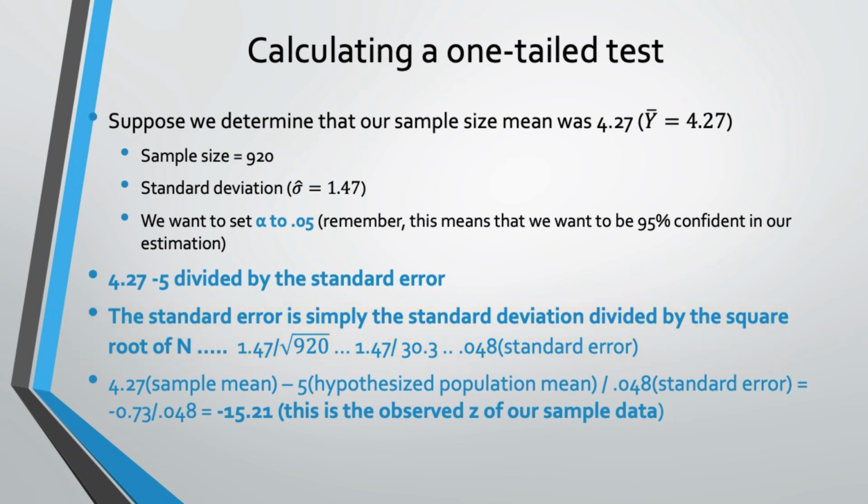Now that we have our standard error, we can continue on calculating our observed Z. So we take our sample mean, 4.27, we subtract 5, because that's our hypothesized population mean, and then we divide that by the standard error that we just calculated, 0.048. And when we do all of that math, we end up with an observed Z of negative 15.21. So this is our observed Z statistic.